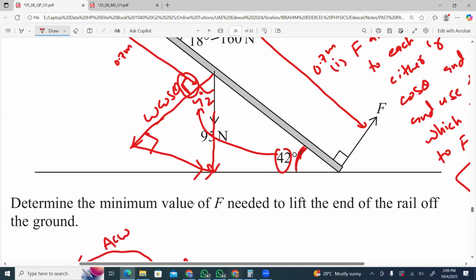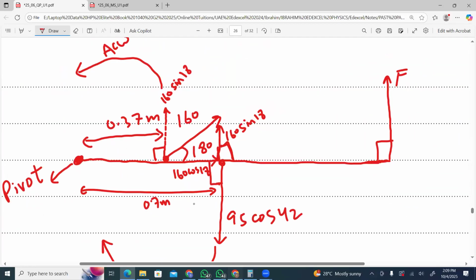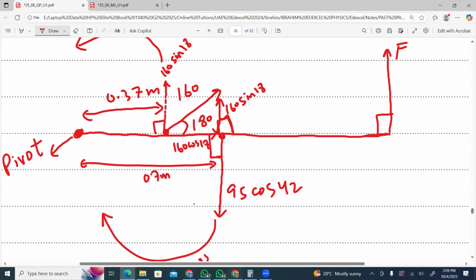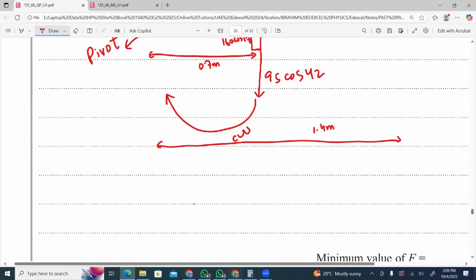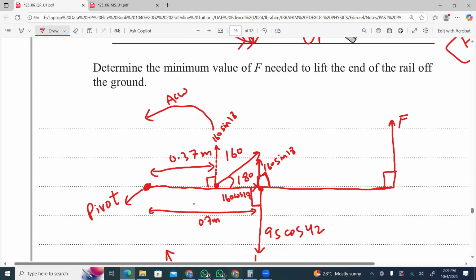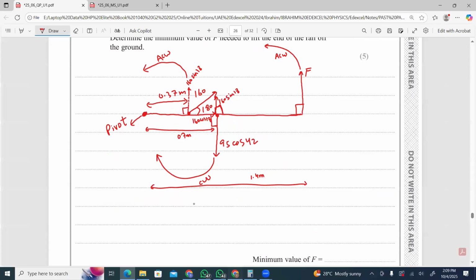And finally, the final force is already at 90 degrees, so you don't need to worry about that. You just write it as it is, because that force is right away at 1.4 meters from the pivot. So this force F is also moved towards the pivot, and it is creating an anti-clockwise moment. Now you have three moments. Two are anti-clockwise and one is clockwise.